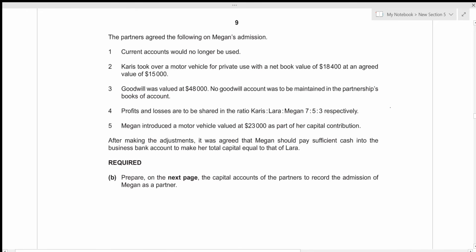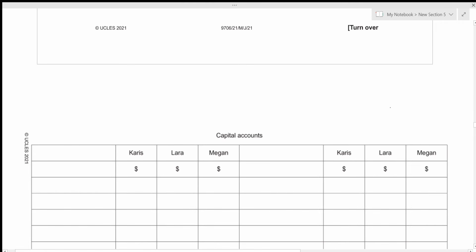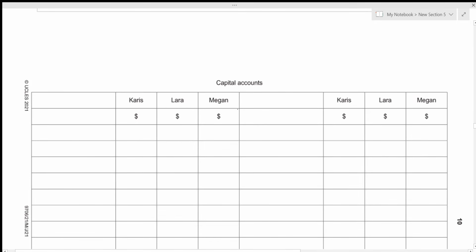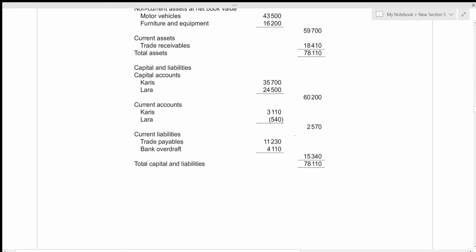Alright, so we need to prepare the capital accounts of the partners to record the admission of Megan as a partner. We know that the capital accounts first record the already existing partners' capital balances, right? So let's do that first for the partners already existing, which is Karius and Lara. So we will be starting with the balance brought down. And that will be for Karius and Lara only because Megan is a new partner that is being admitted.